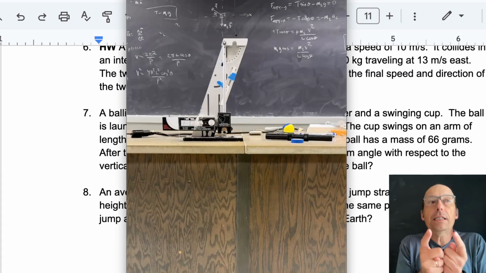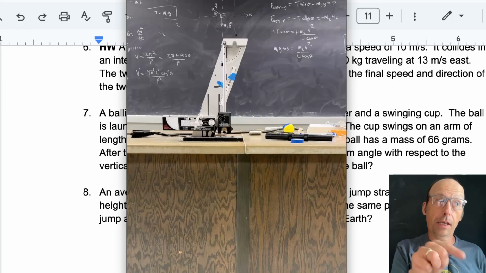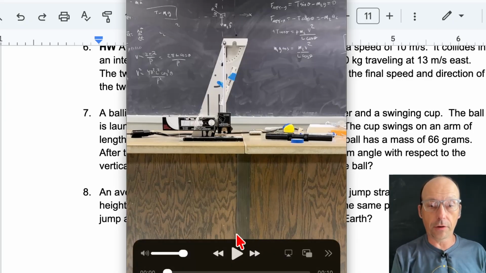This is a ballistic pendulum. It's kind of a cool experiment, and we're not going to do the experiment, we're going to do the calculation. So let me show you this little video here, because it is a video.